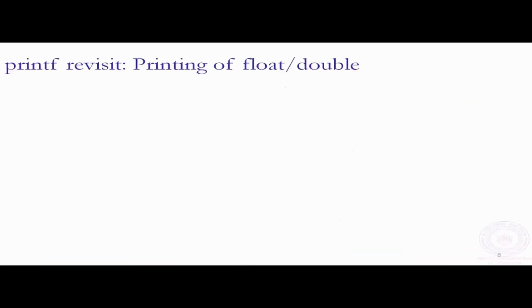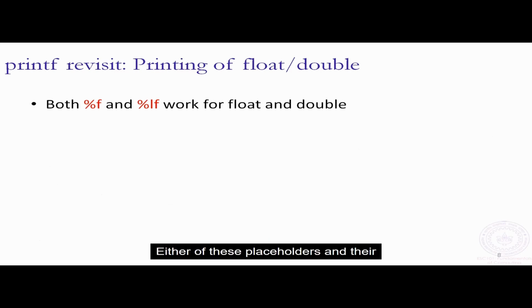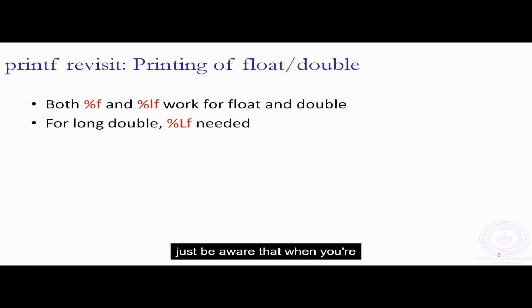When you want to store and print a float or a double, then you get to use either of these placeholders, and they are interchangeable. They mean the same to the computer. So we'll talk about double on the next slide, but for now, just be aware that when you're trying to print a double, you can also use the placeholder %f. For long double, which is double the size of double, you have to use the placeholder %LF.